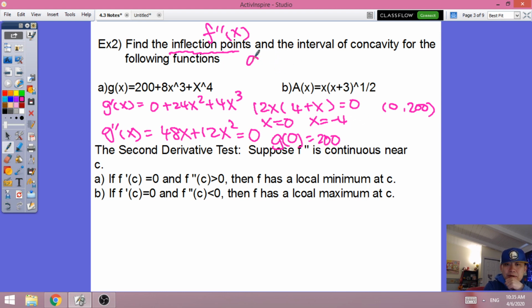Okay, let's do it up here. So g of negative 4. It's 8 times negative 64, and then negative 4 to the power of 4. Okay, so just find out what that is. That will give you the y value of another point of inflection. So that means at negative 4 comma, whatever that number is, that will give you another point of inflection. Okay, so now let's try the next one.